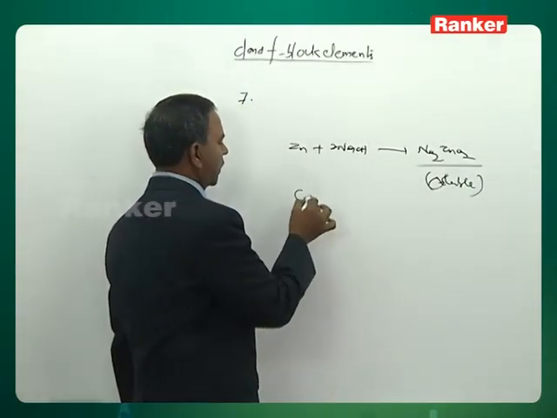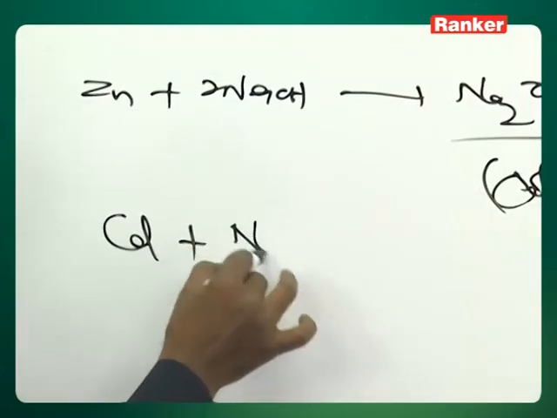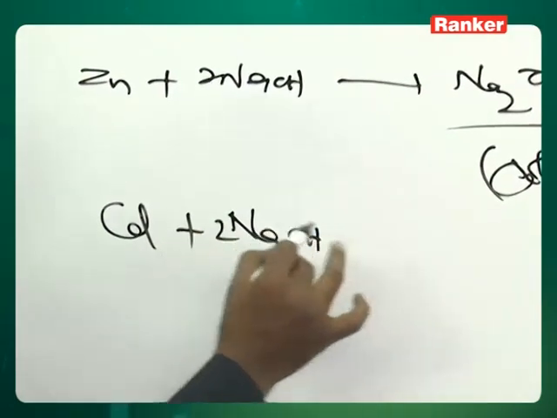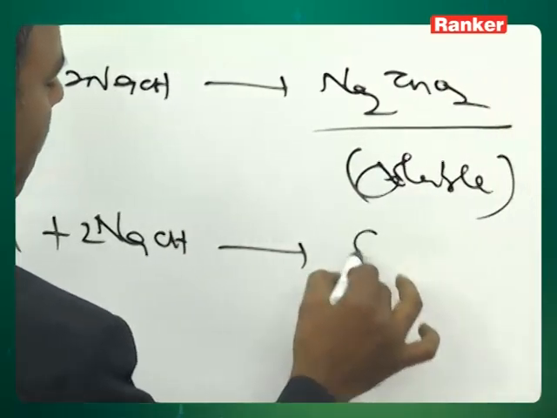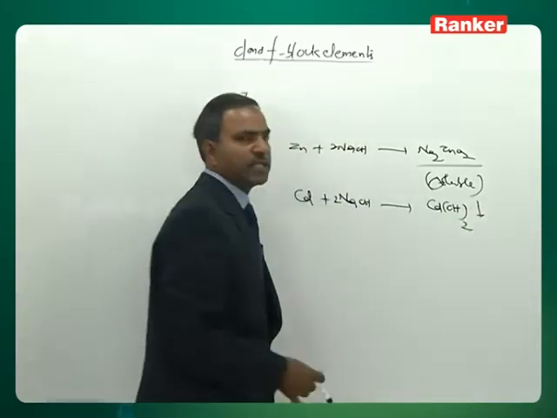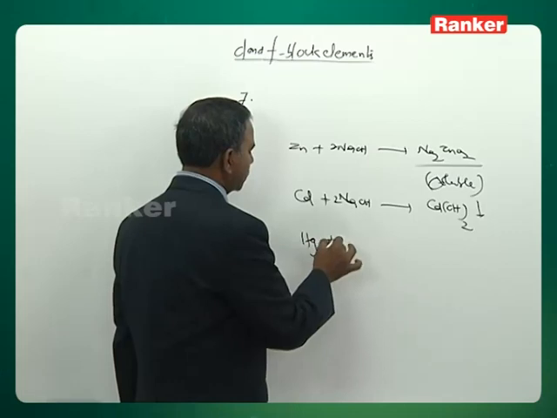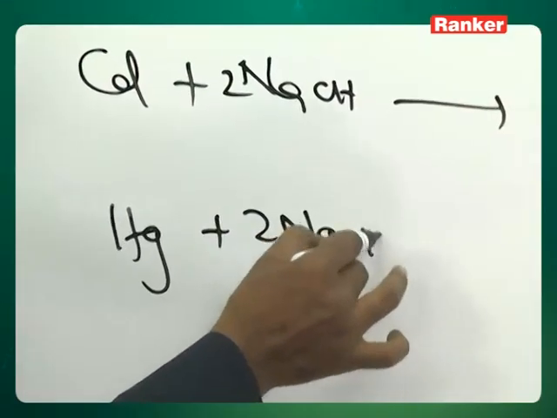Similarly, you talk about cadmium. Now you add sodium hydroxide to it. Then what are you getting? Cadmium hydroxide precipitate, which is insoluble in water. Now you talk about mercury. This also reacts with sodium hydroxide.